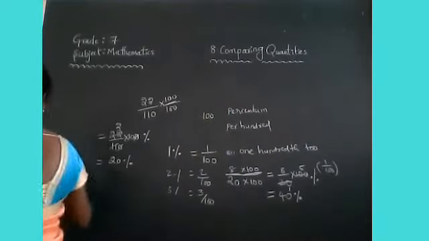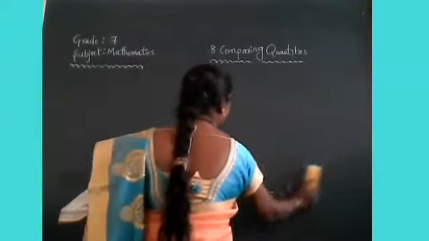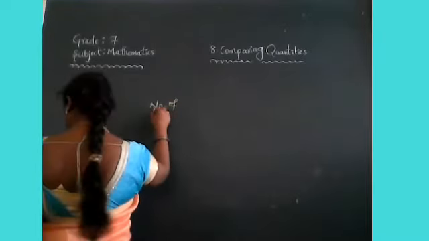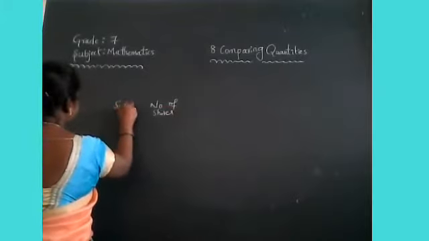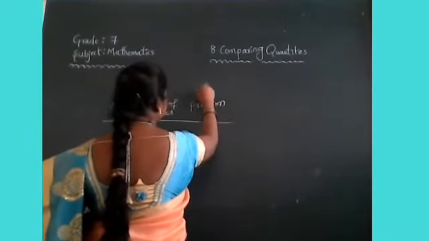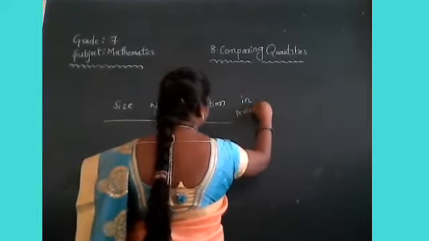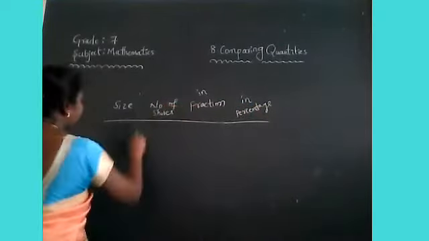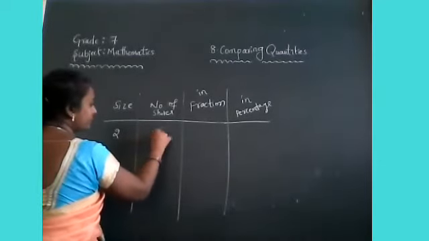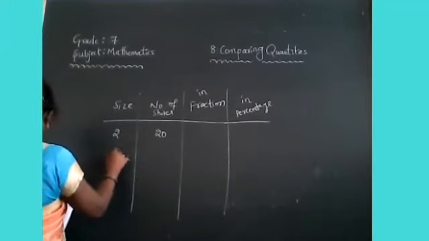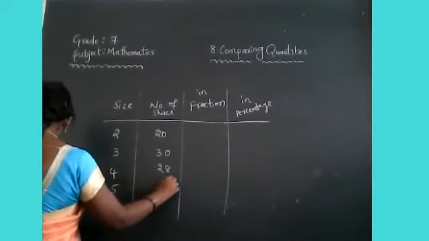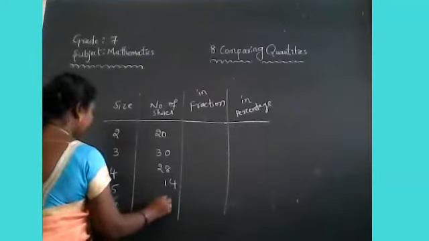So this one we have to show in tabular form. First, what is given? Number of shoes and size are given. Size, number of shoes we have to write. Next, fraction and percentage. So what is the size here? First, shoe size is 2. So size 2, how many shoes? 20 shoes. Next, size 3, 30 shoes. Size 4, 28 shoes. Size 5, 14 shoes. And size 6, 8 shoes.